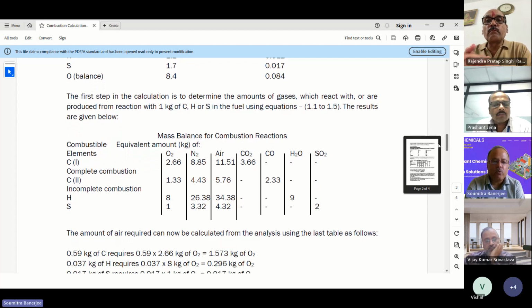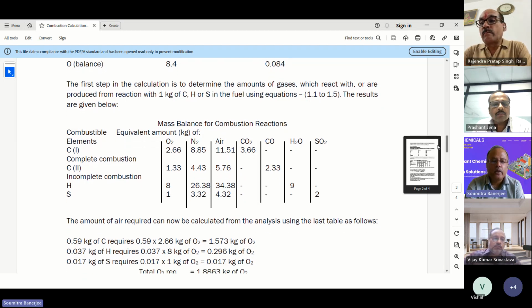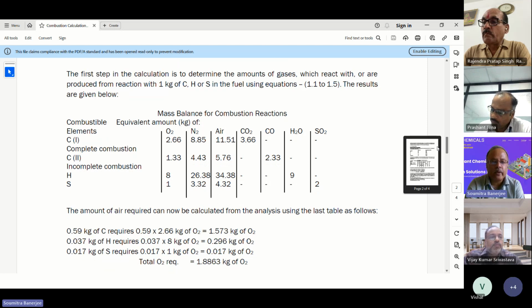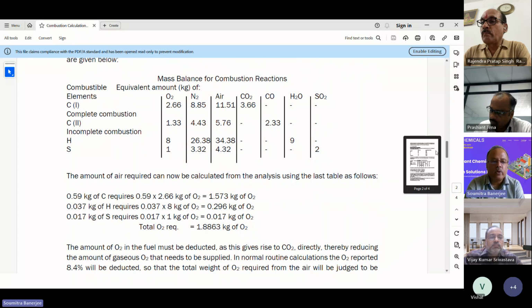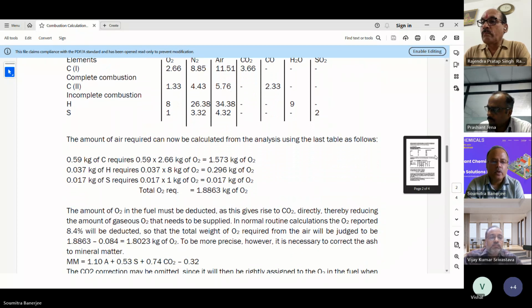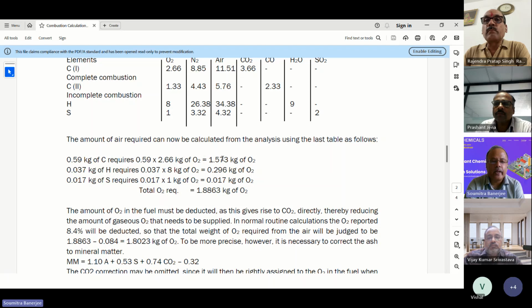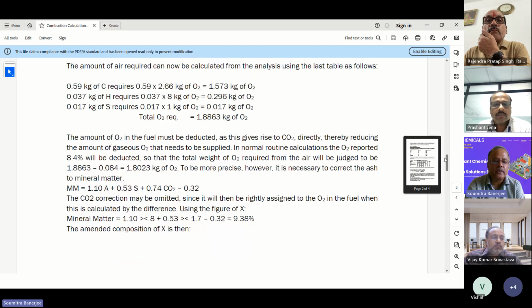After hydrogen, sulfur: one sulfur will take one oxygen and 3.32 of nitrogen, and will give you a total of 4.32 of air, and SO2 will form as 2. So these calculations have been done, how much oxygen is required and how many kg are produced, and then the mineral matter comes into place.